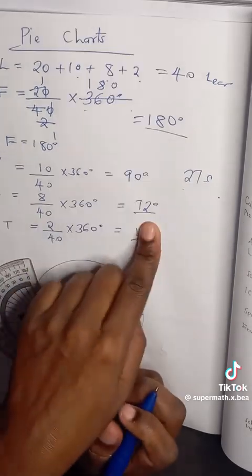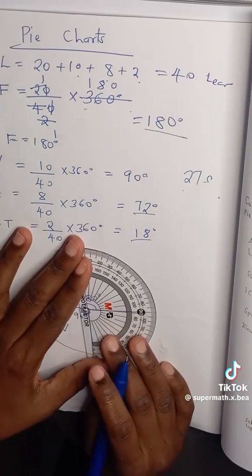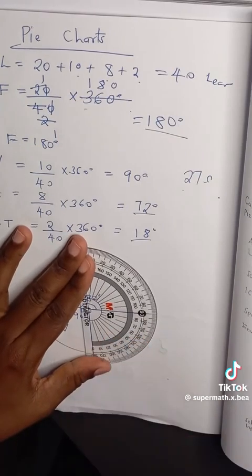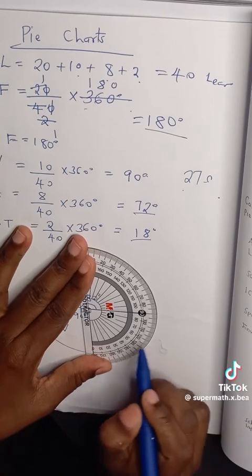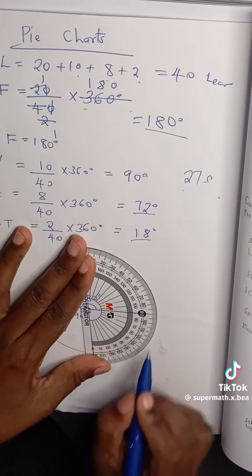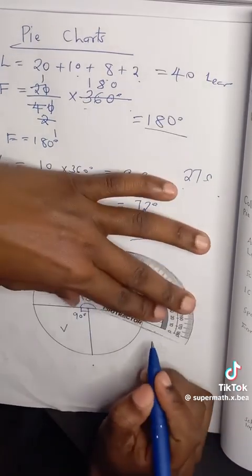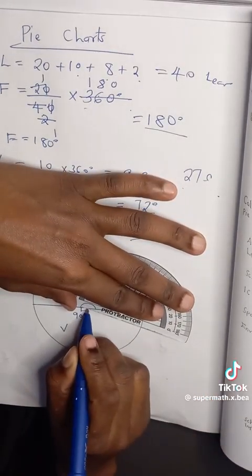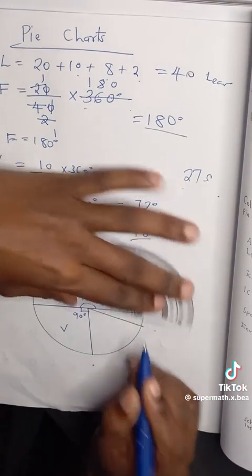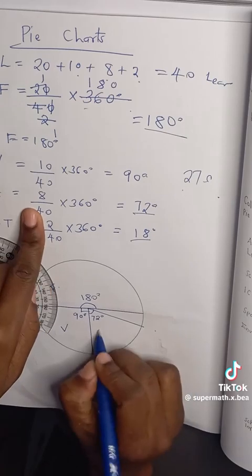The next one is 72 degrees, athletics. Now let's see. This is 70, 72 is right there. Now we make the line. This is 72 degrees, and it is athletics.